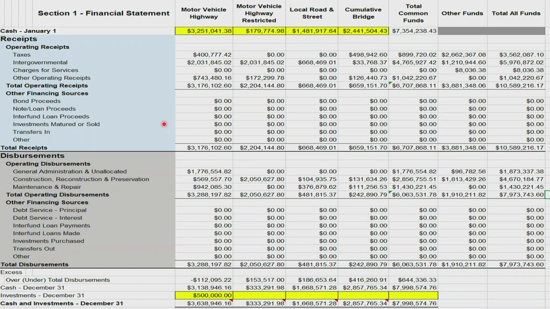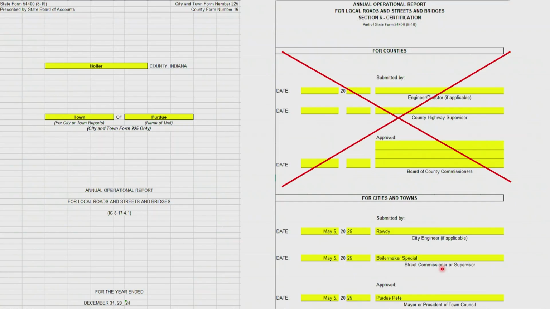And then you can see, based on what they put in on section 2 and section 3, it auto-populates section 1, the financial statement. They added in their cash balances at the beginning of the year, and then they added what they put in for investments, and then their cash and investments at the end of the year is auto-populated down there. So just an example of how this gets filled out and where those cells are referenced back to.